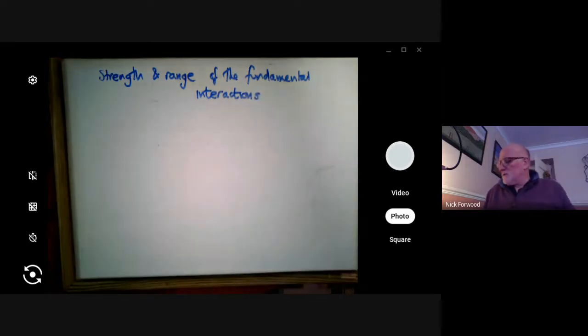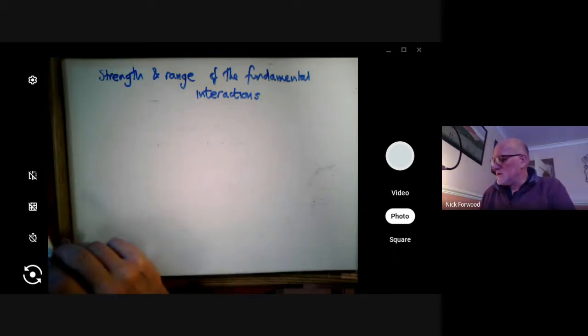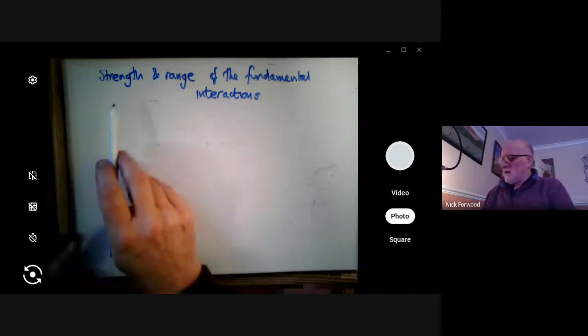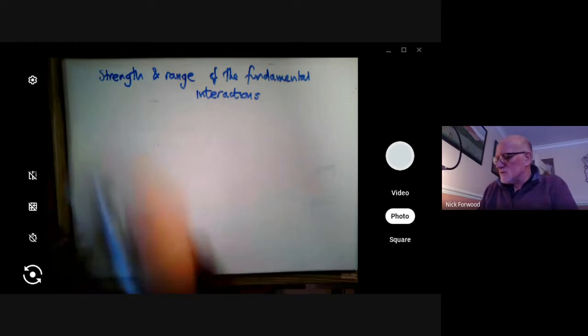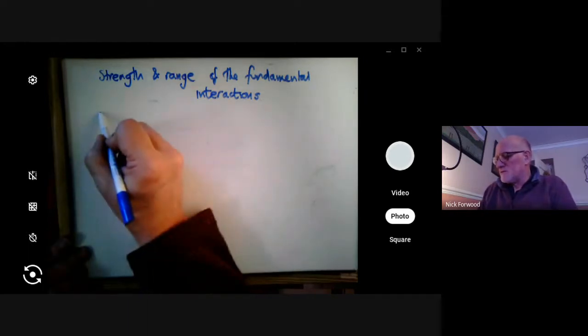Okay, so I'm going to do a little bit of explanation, which you'll need to write down, and then finally we'll stick everything into some sort of table where you can compare them. So let's have a look at what exactly are these forces, what do they do, where do they operate, how strong are they, and what's their range. So let's start with the gravitational force again.